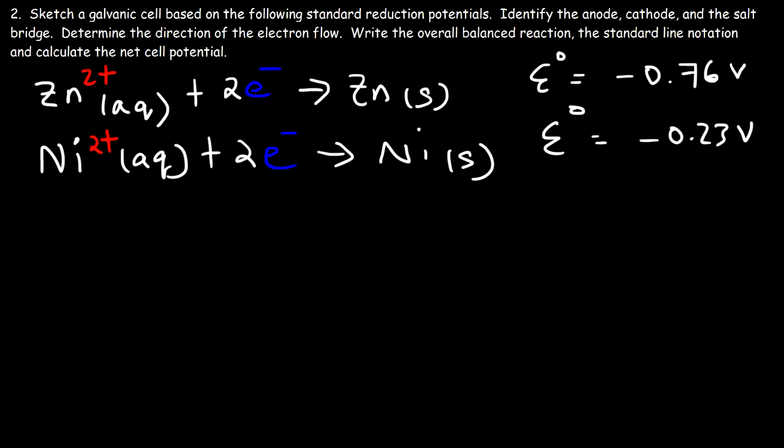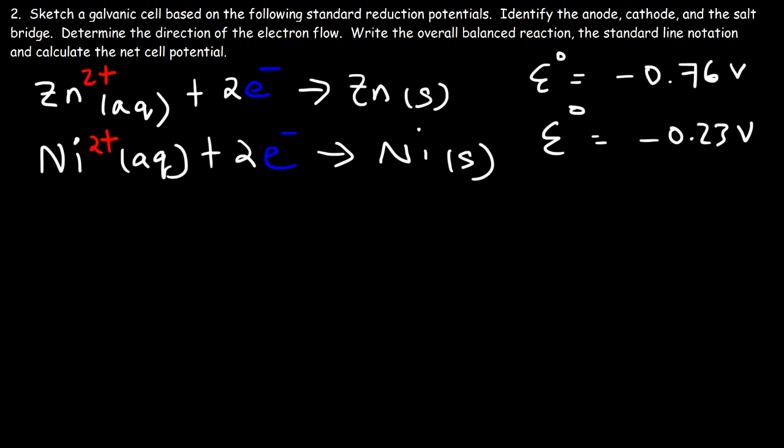Number 2, sketch a galvanic cell based on the following standard reduction potentials. Identify the anode, cathode, and the salt bridge. Determine the direction of the electron flow. Write the overall balanced reaction, the standard line notation, and calculate the net cell potential.